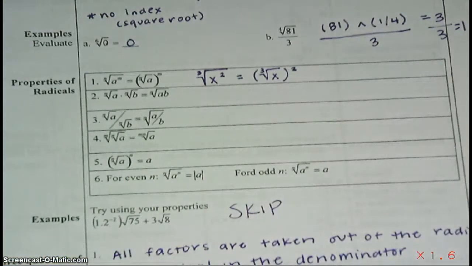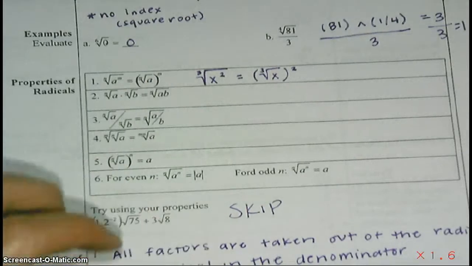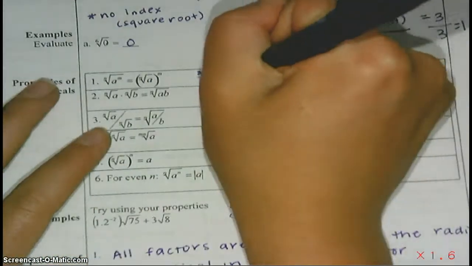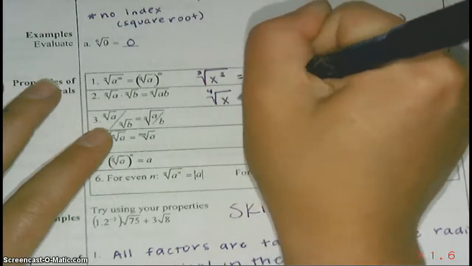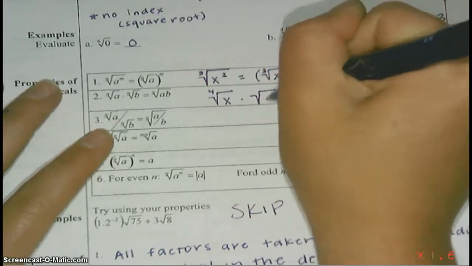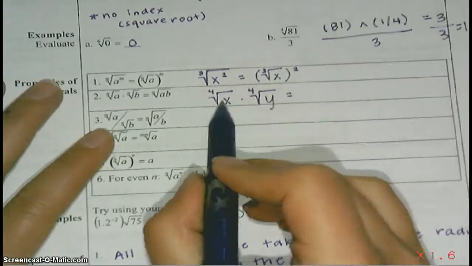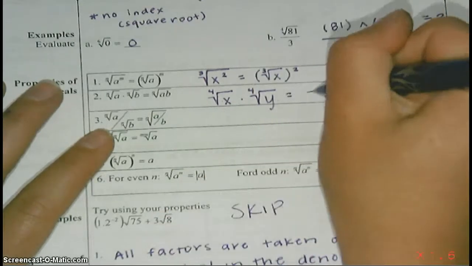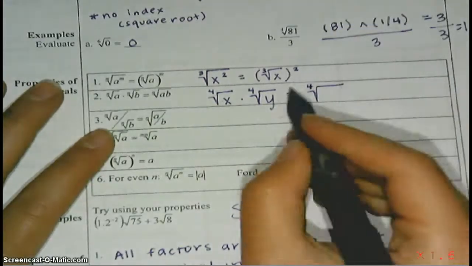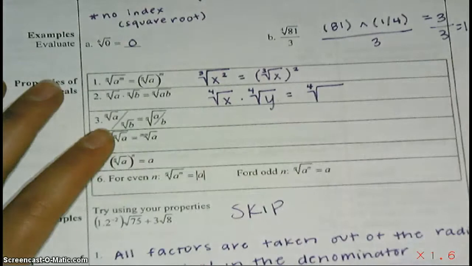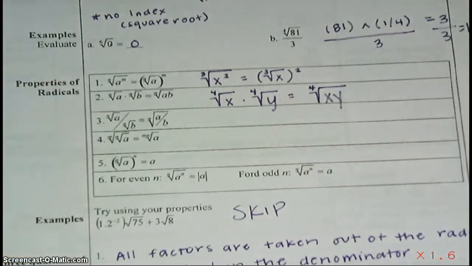This next one, if you have two radicals and they have the same index, so they have to have the same index. For example, let's do the fourth root of x and the fourth root of y. If you're multiplying these two radicals and they have the same index, what you can do is combine the two numbers underneath one radical that has the same index as what's in the problem. Okay. So this would just be the fourth root of xy.